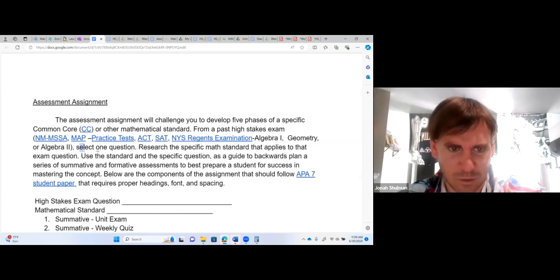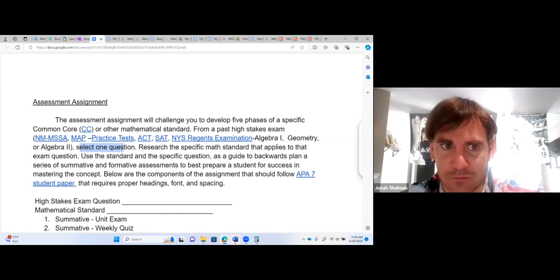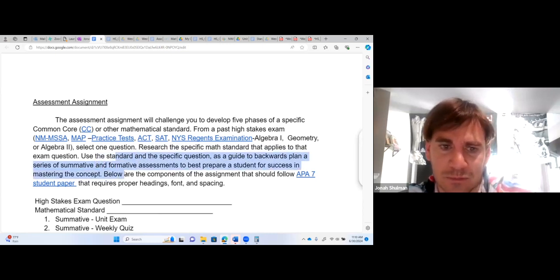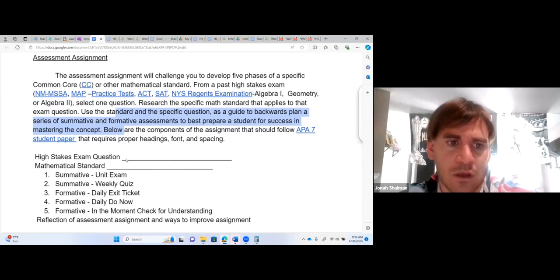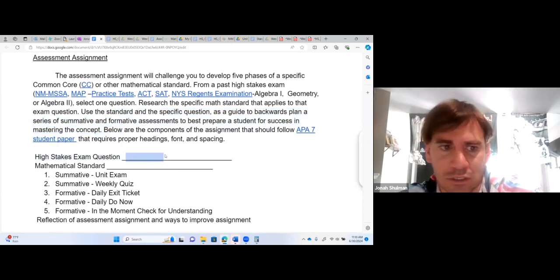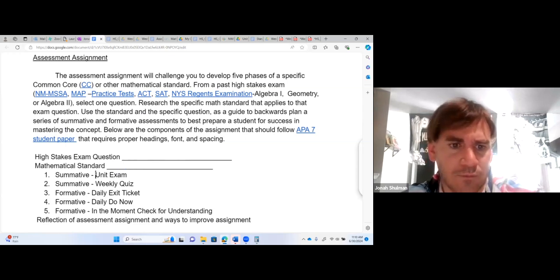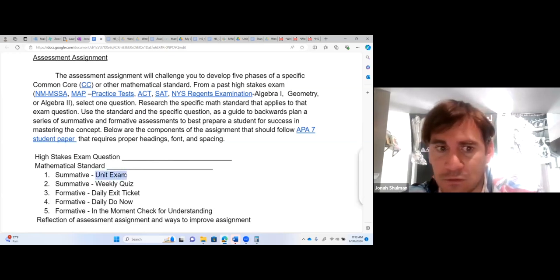And you should select one question. So just take one question you want them to be able to solve. This is how you backwards plan. Then you research the specific math standard that applies to it. So go into the Common Core, be like, okay, which one matches up to this? And then use the standard and the specific question as a guide to backwards plan a series of assessments to best prepare the student. So we write the high stakes exam question, we write the standard, and then how do we backwards plan? So what is the unit exam for that going to look like?